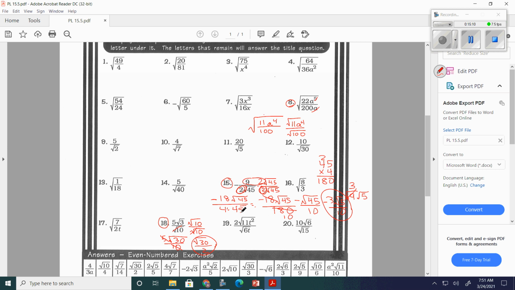Now on the top, I have the square root of 11 and the square root of a to the fourth. We've learned that when you have a variable with an even exponent, you can take the square root of a to the fourth power. It's just going to be half of it, which is a squared. So underneath, I have 11. And when I take the square root of a to the fourth power, that becomes a to the second power on the outside. And then the square root of 100 is 10. So here's our final answer. So you just have to kind of work through these step by step, see what you can do, and good luck.